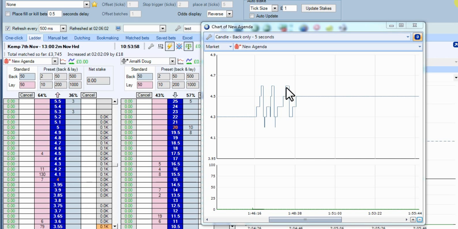Sometimes it will continue, but just watch the liquidity on the lay side, and you're watching for the liquidity to reduce. And as soon as that happens, then you place the back bet. You're going to ride the downward trend. So you place the back bet and then you place the lay bet 2 ticks below. And that's generally how you make the profit.